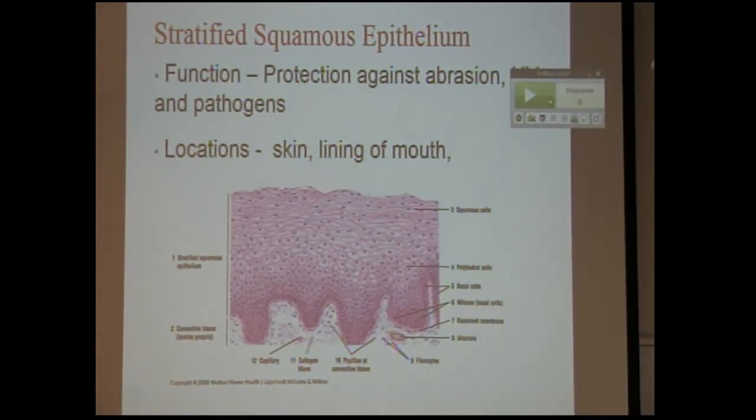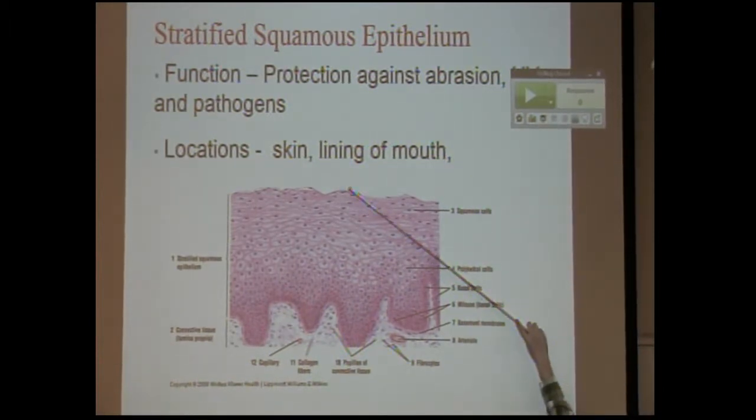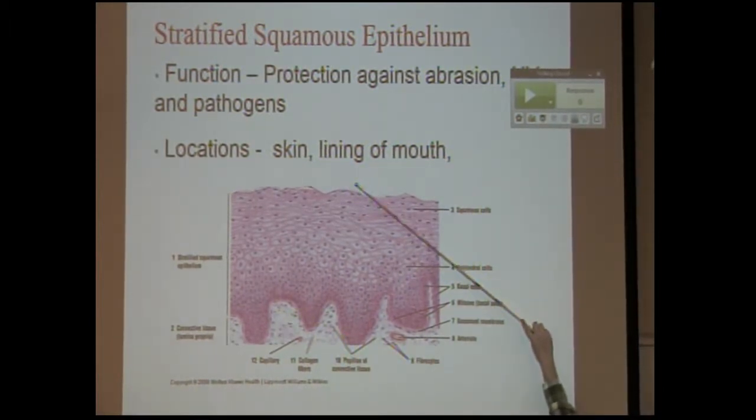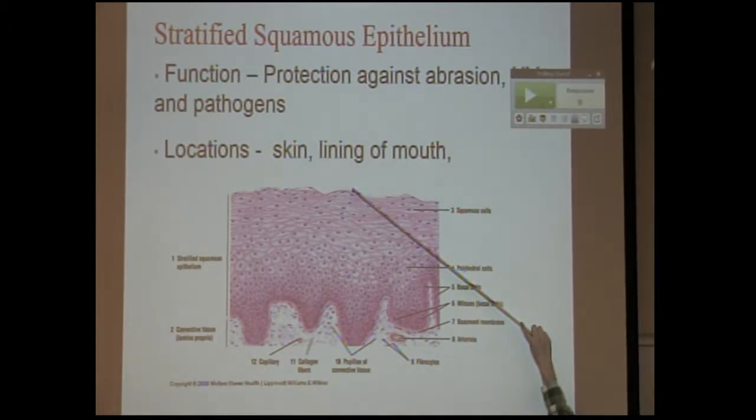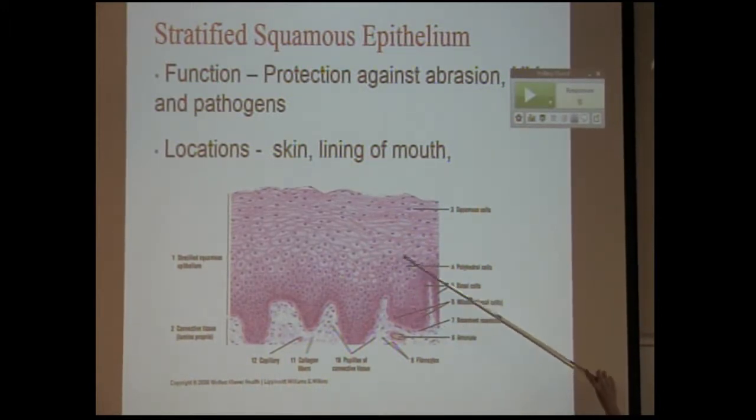It protects from abrasion. Let's say you rub your skin on something and you just take off everything above that ruler, nothing bad happens. You've got 10 more layers that can just push their way out. And in fact, do you see any blood vessels in there anywhere? So if you just scrape yourself a little bit, you don't bleed, right? Your gums are the same.